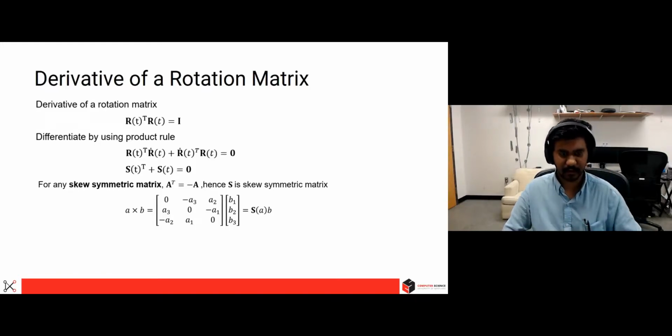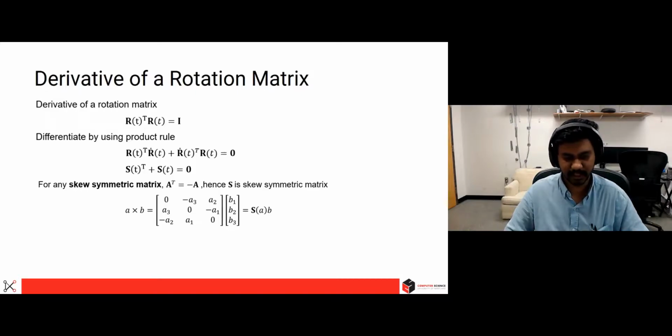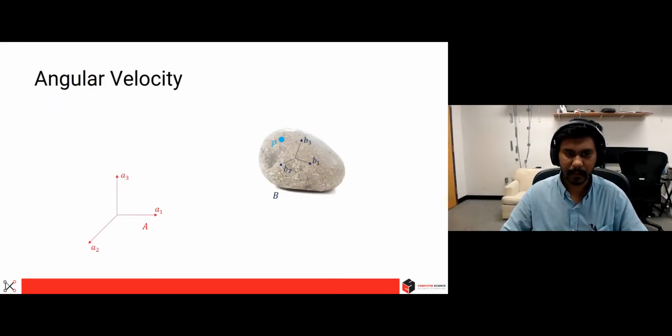So the skew symmetric operator takes a vector and converts it into a matrix, and in this way you can convert a cross product into a matrix times a vector. Why is that useful? We'll come to that later. But just remember this for now.